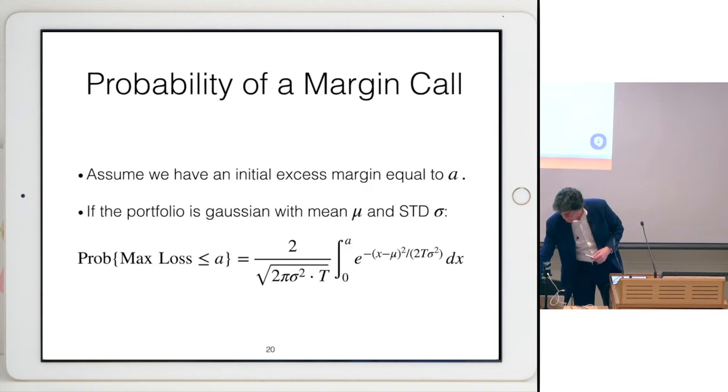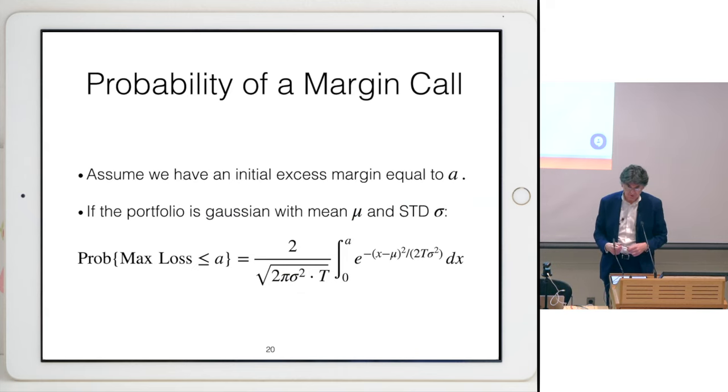Actually, what I have here is the probability of a margin call. You can calculate this assuming Gaussian returns. I'm not going to spend any time on it. I already spent more time on this than I was planning to.